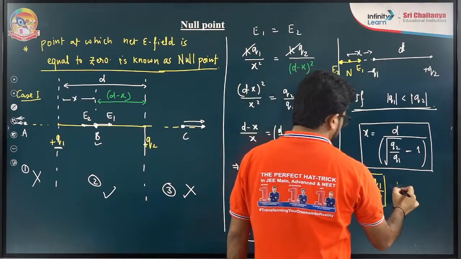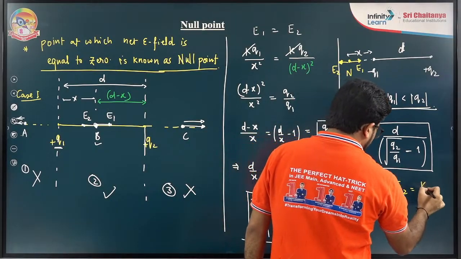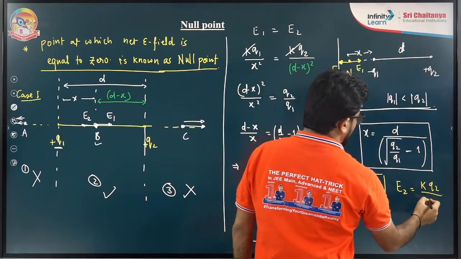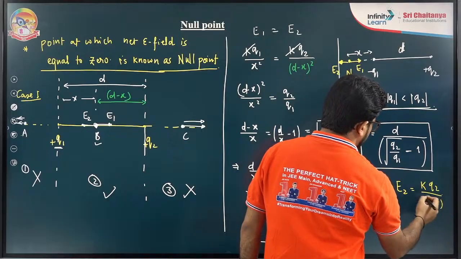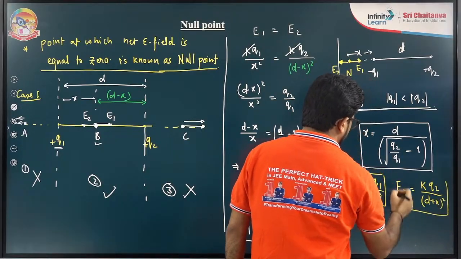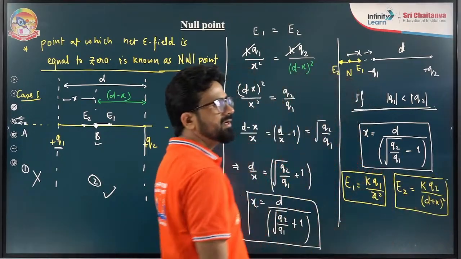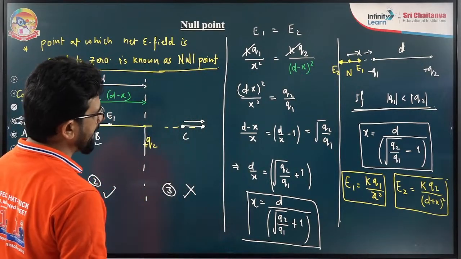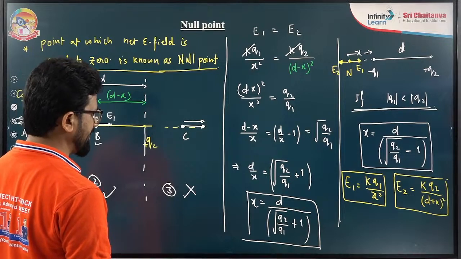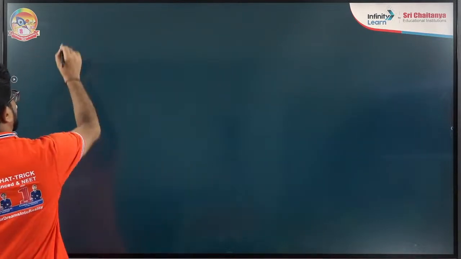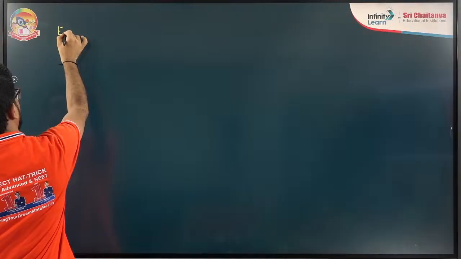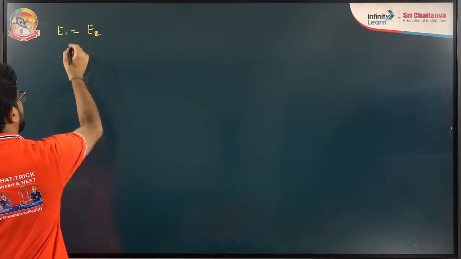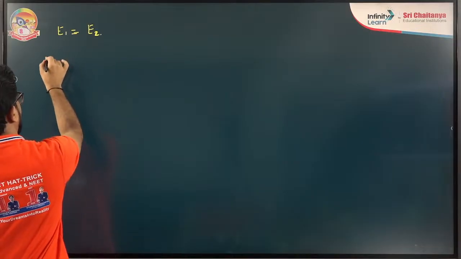Similarly, E2 magnitude you can write as K Q2 divided by the total distance, which becomes D plus X whole square. This is E2. You know E1, you know E2, just put it. E1 is equal to E2 at the equilibrium position. So in the next slide we write that E1 is equal to E2. Now what is the E1 value, beta?